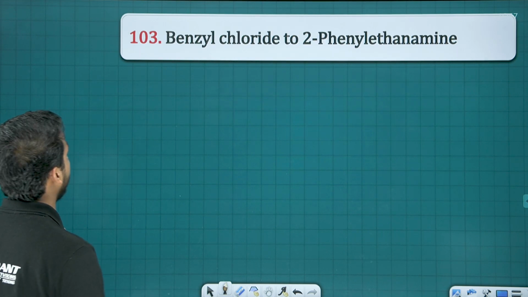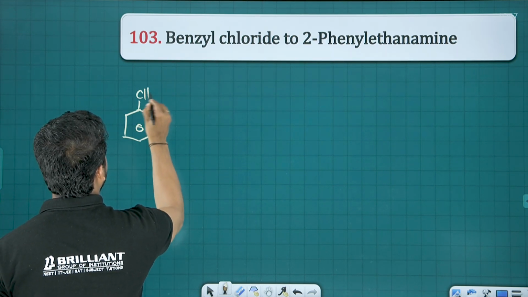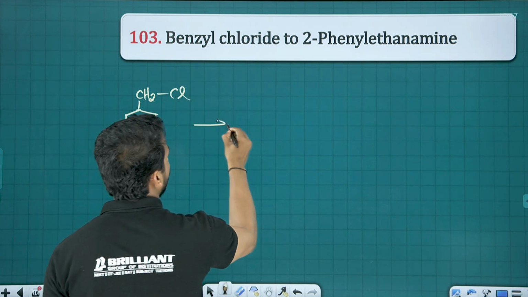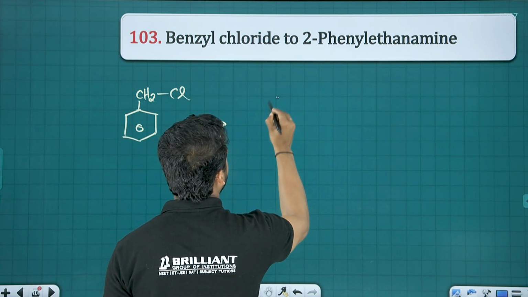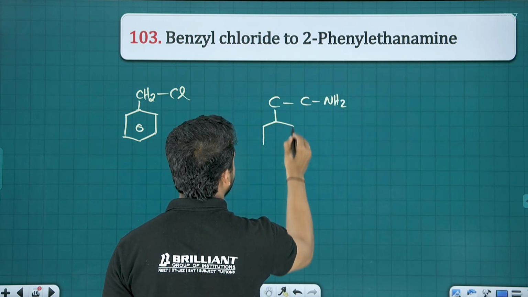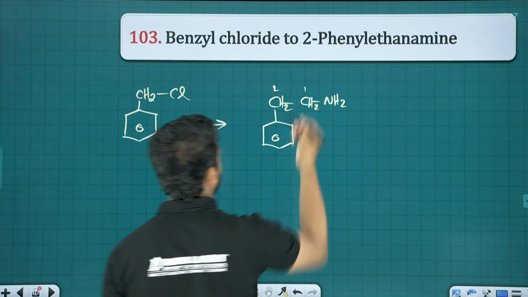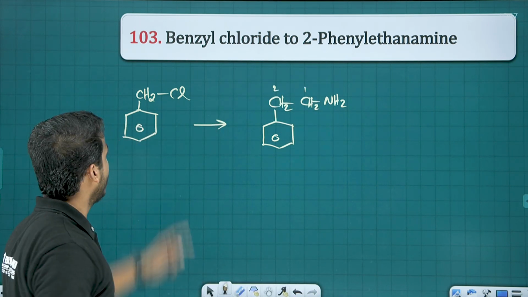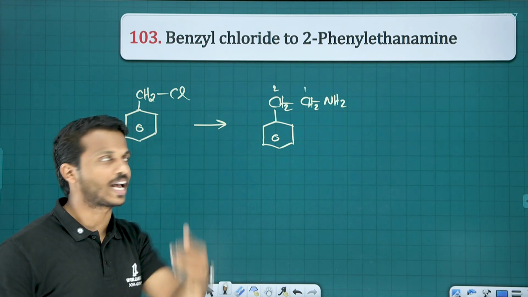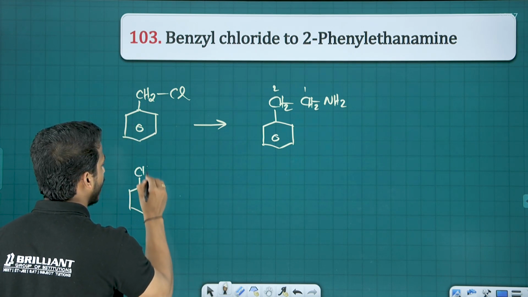Question number 103. How will you convert benzyl chloride? What is benzyl? This is called a benzyl. Benzyl chloride to 2-phenylethanamine. Ethanamine means this one, 1, 2. 2-phenylethanamine. See, if you compare this compound and this compound, one carbon extra. So bring cyanide, because we need one carbon extra.